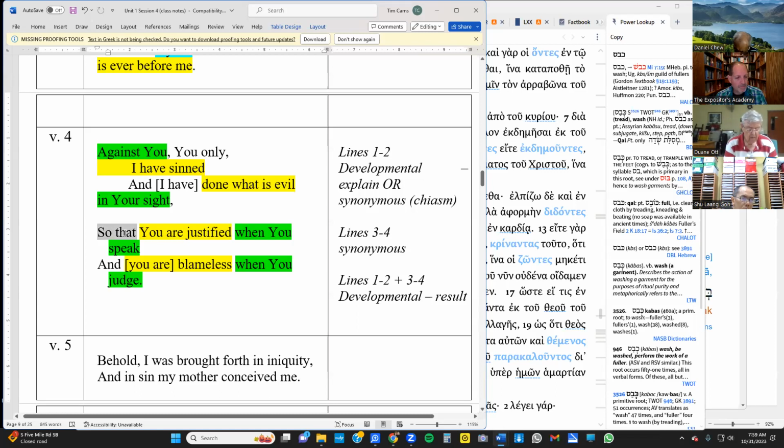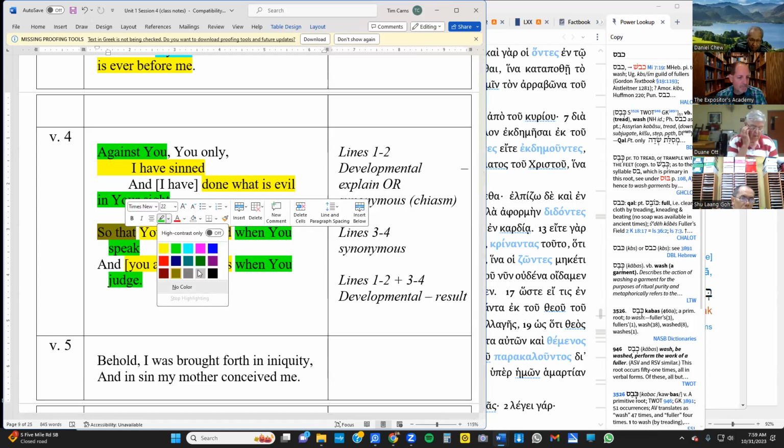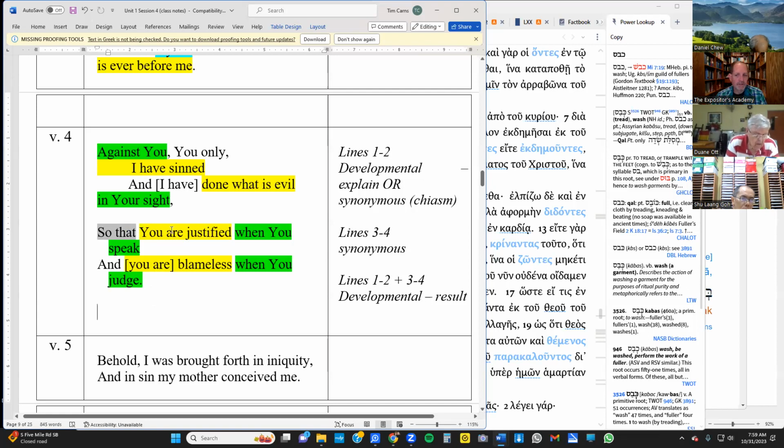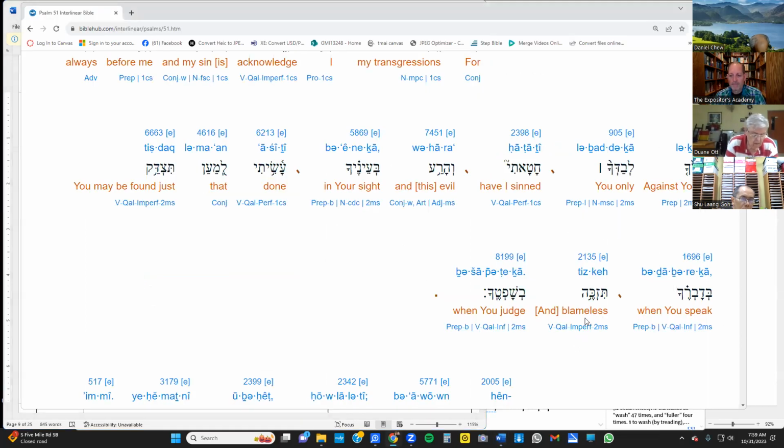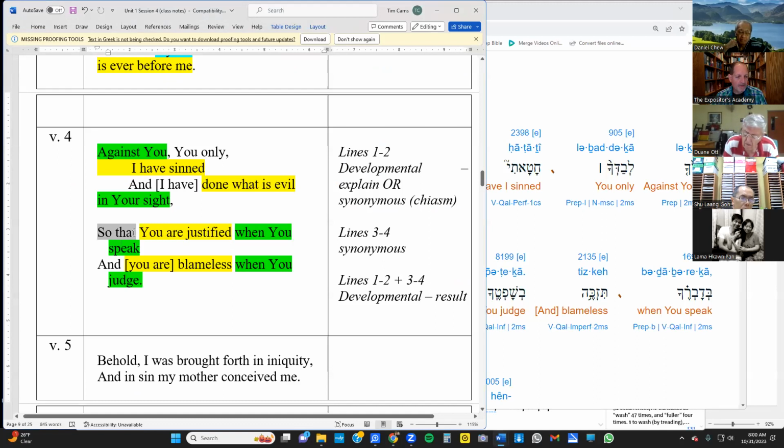Notice the translation puts "so that" here. It's showing a link, because there is a, let's go to the interlinear. Notice this word here, lema'an. It's the idea of so that. It's a conclusion. I have sinned and done evil in your sight, so that, here's that word, it's a conclusion, it's a result. All right. You may be found just when you speak and blameless when you judge. And so here, this "so that" is correctly identified by the translation.